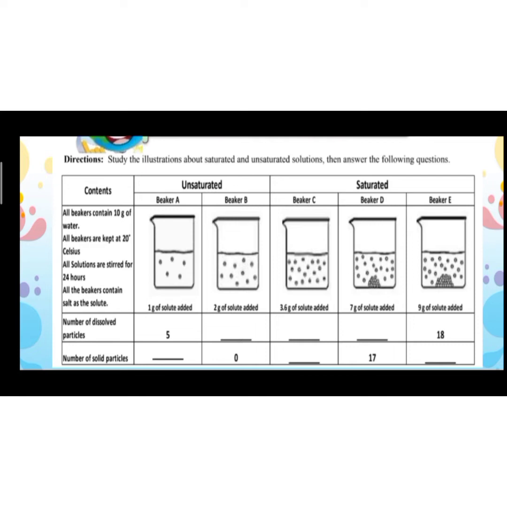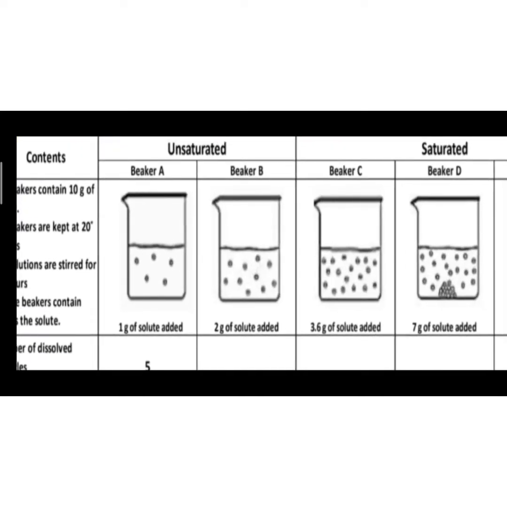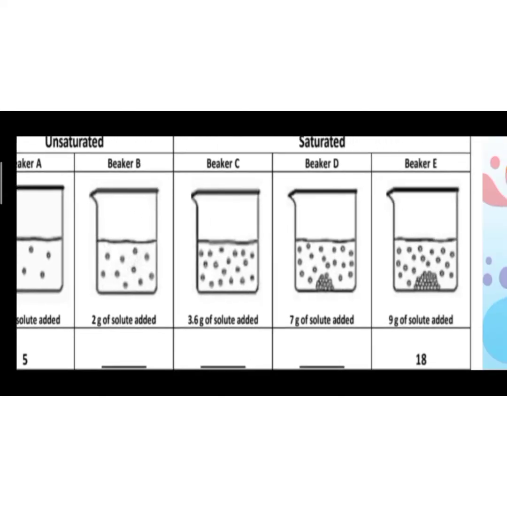Okay, yung dito, meron sa A and B, unsaturated. Okay, meron tayong 1 grams of solute added sa beaker A. Well, sa beaker B, meron tayong 2 grams of solute added. Sa beaker C, we have 3.6 grams of solute added. Sa beaker D, 7 grams of solute added. While in beaker E, 9 grams of solute added.